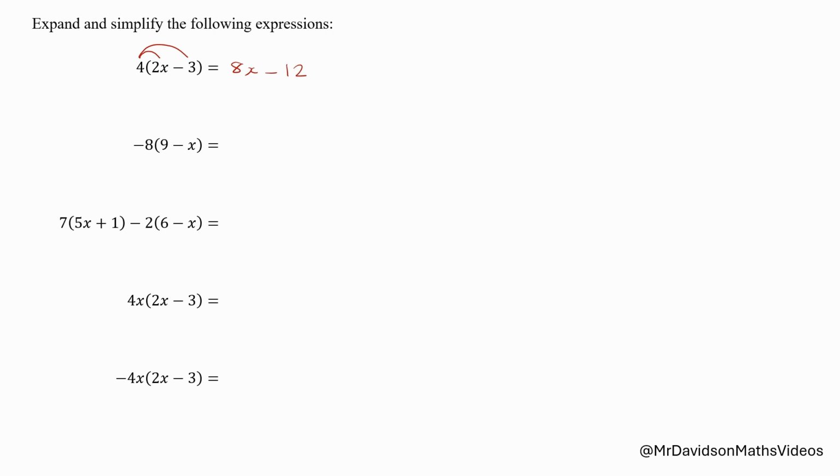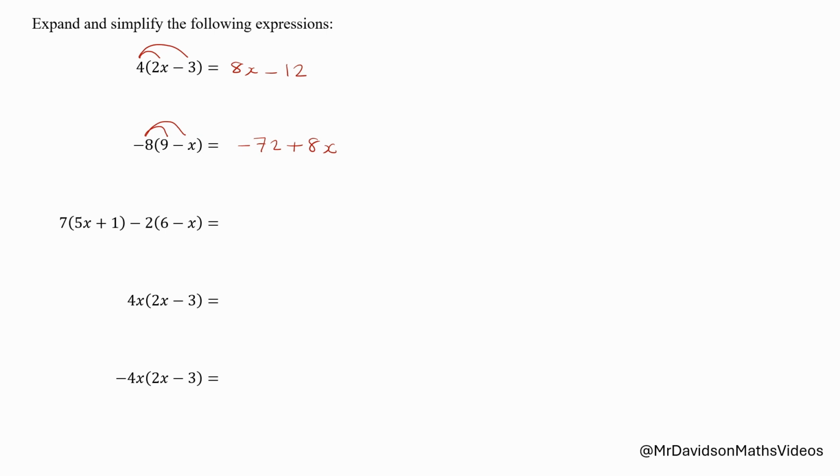Second stage, we're multiplying minus 8 by 9. Minus 8 times 9 is minus 72. And minus 8 times minus x, so a negative times a negative gives us a positive. And this gives us positive 8x. Again, these aren't like terms, so we cannot simplify any further.